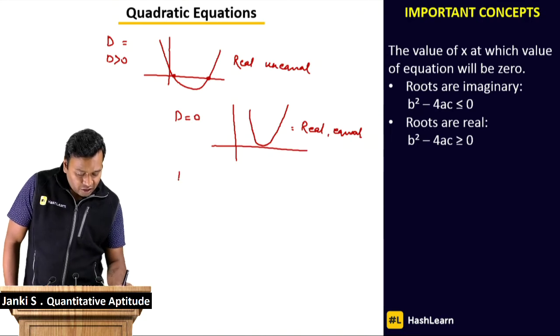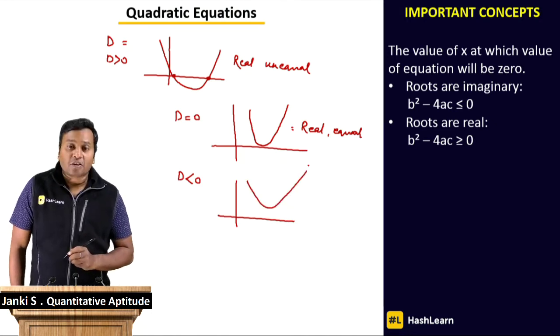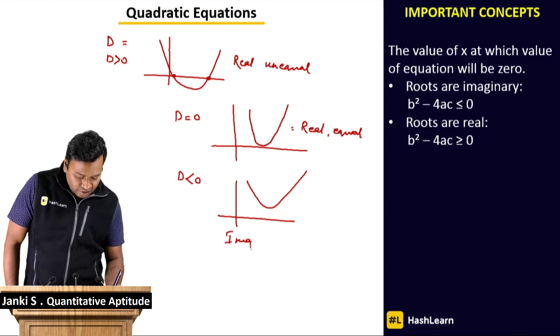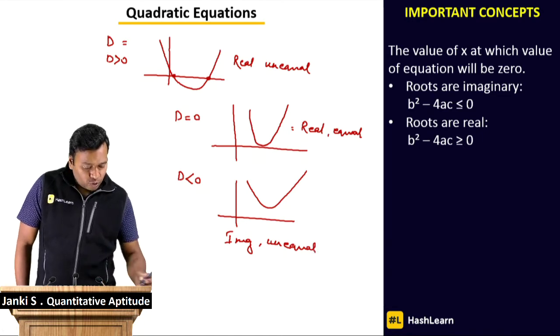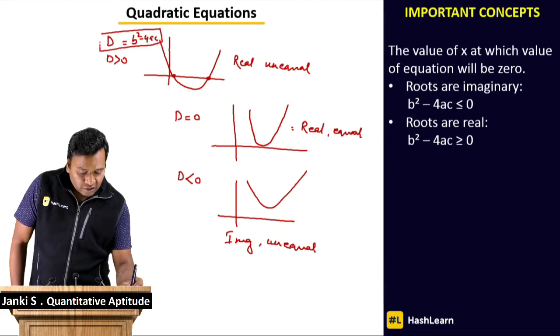And the third case is if D is less than 0, so I'll always get an imaginary root. It will never cross the number line. So my roots are imaginary and of course unequal, right? So now identify the value of D. D is nothing but b square minus 4ac, right?